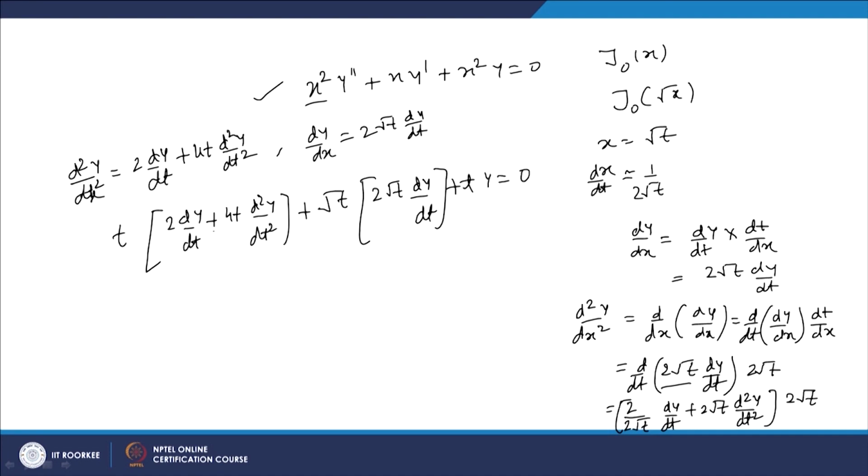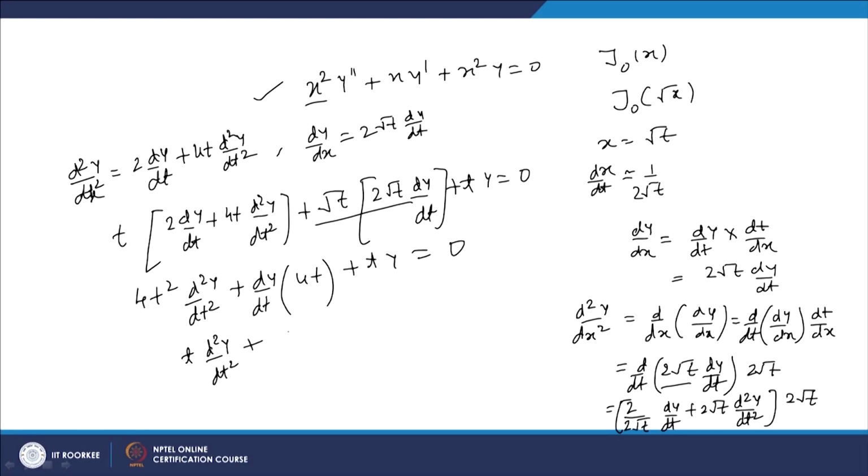So if you simplify, what you will get? It is 4 t square d2y by dt square plus, collecting the coefficient of dy by dt, 2 t here and again 2 t, so it is 4 t, plus t y equal to 0. Now divide by 4 t. So when you divide by 4 t, we have the following equation: t d2y by dt square plus dy by dt plus 1 by 4 y equal to 0.